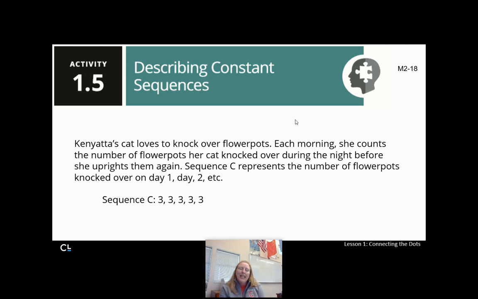Kenyatta's cat loves to knock over flower pots. Each morning, she counts the number of flower pots her cat knocked over the night before, right before she uprights them again. So sequence C down here represents the number of flower pots knocked over on day 1, day 2, day 3, and on and on. So the first day, she knocked over 3 flower pots. The next day, the cat again knocked over 3 flower pots, and again and again and again. How are those flowers surviving?